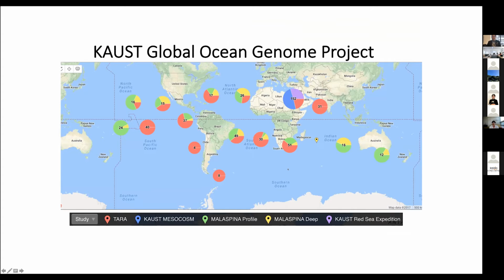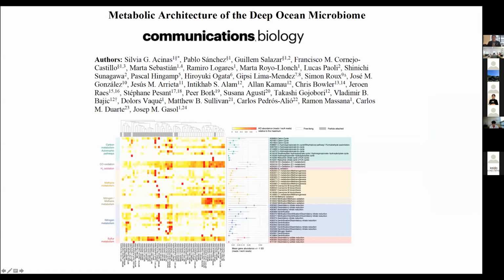When you pay attention to ocean genomes, those are large ocean expeditions, and they took samples here. This is the sampling distribution. For example, the Malaspina Deep Ocean project is blue, and the Tara Ocean project is pink, which made a tremendously large number of samplings from shallow water to deep water. We also published deep ocean microbes here. That is a very interesting feature.